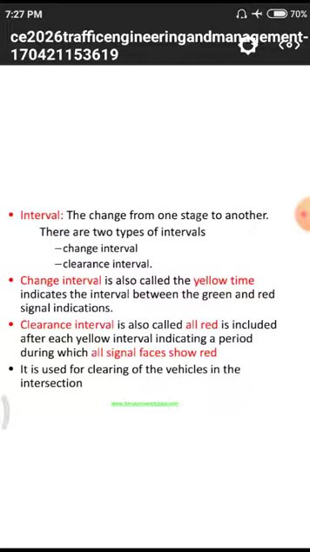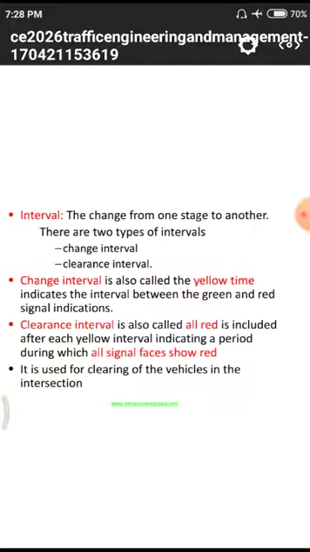A change interval is also called yellow time. It indicates the interval between the green and red signal indicators. Whenever there is a signal, automatically a red signal is there. After the red signal is over, they need to go for green. Within the time of red to green, they have some quantity of time, and that time is this change interval. To change the signal from yellow to red or red to yellow, they need some interval with the yellow signal, so this is the interval time, that means change interval.